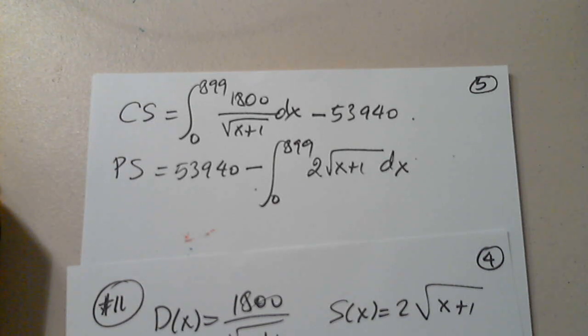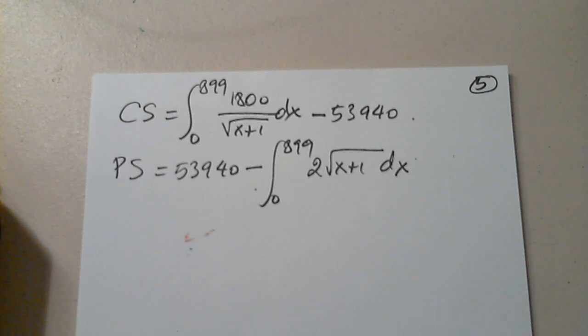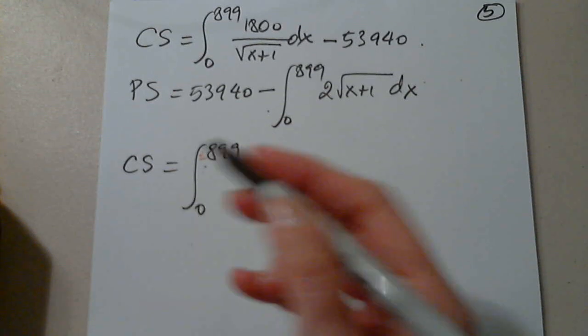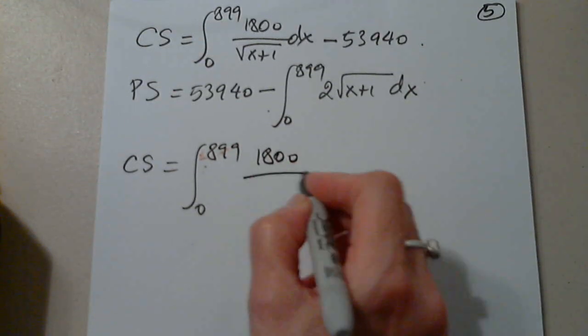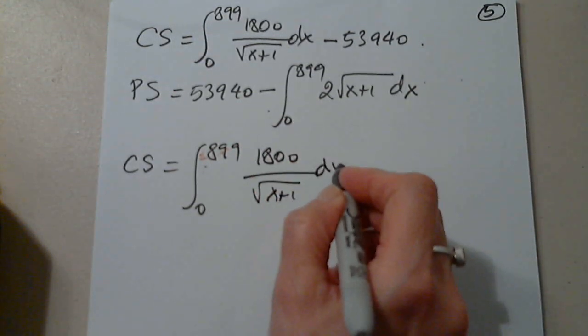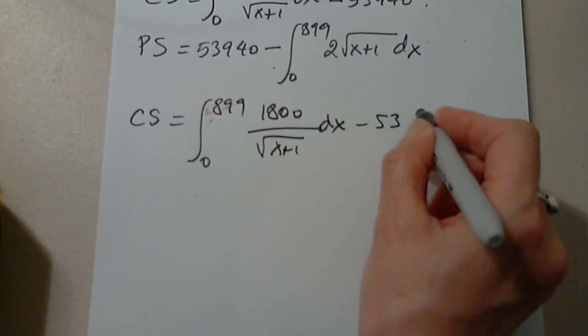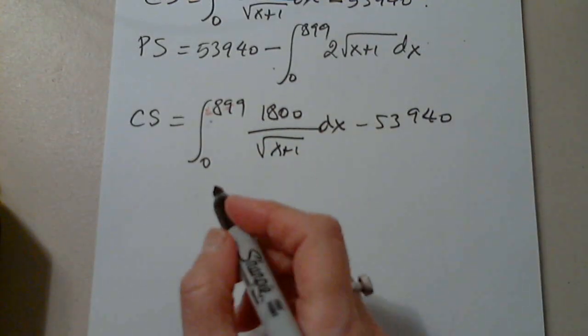And that's it. And that's how we determine the consumer surplus and the producer surplus at any point. It happens that they wanted us to determine at the equilibrium point. Okay, so let's calculate. So the consumer surplus, the integral from 0 to 899, I'm just going to rewrite it, you don't have to, over the square root of x plus 1 dx. Of course, minus 53,940, but I have to use a substitution.